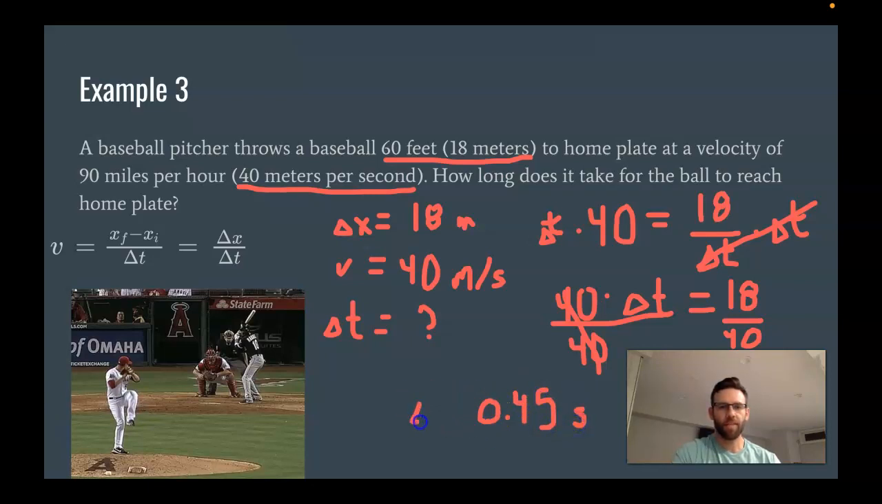And that makes sense. If you've ever seen a baseball game, you know the batter doesn't really have a lot of time to make a decision on whether or not they're going to swing the bat or not. All right. It definitely doesn't take more than a second for the ball to get from the pitcher to home. So this time being less than 1 second, that makes a lot of sense to me.